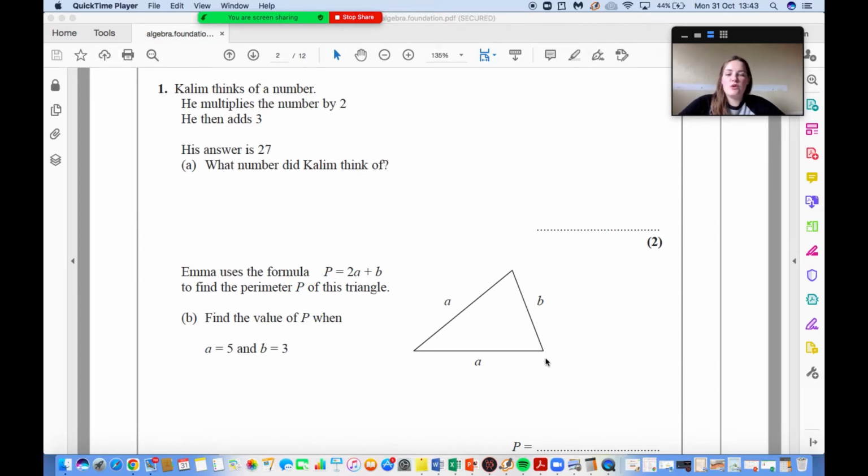Okay, so for questions like this, all we need to do is write out a simple expression or equation. So Kalim thinks of a number. We don't know what that number is, so we're going to just write down x. He then multiplies that number by 2, so that means we want 2x. So we wouldn't write down x times 2. I mean, you can if it helps you, but in your actual exam, you need to write down 2x because that means 2 lots of x, 2 times x. Okay, and then he adds 3, so we'll add 3 on the end, and his answer is 27. So let's put that there like that.